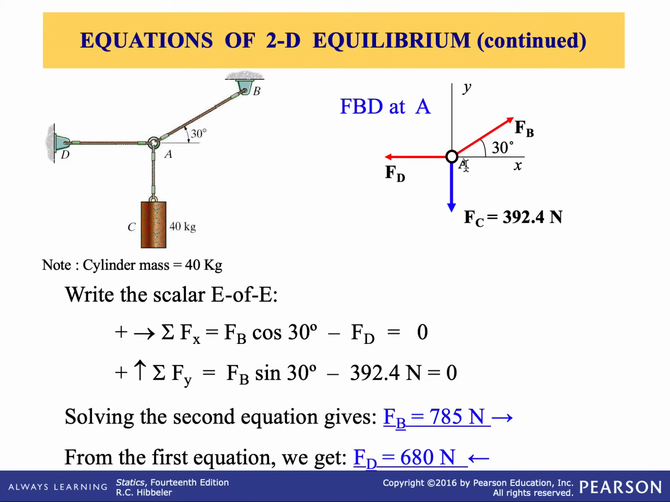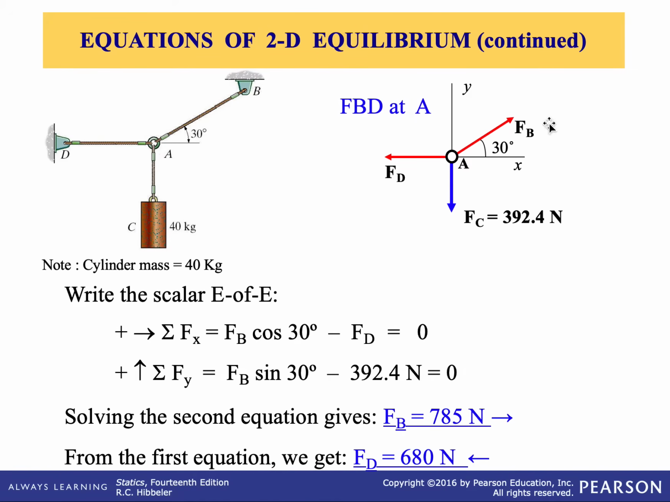How many forces do I have on the x-axis? I know that I have FD first, and its direction is to the left toward the attachment of the wall, and so it's going to be negative. And I have force FB with a 30-degree angle off the positive x-axis.